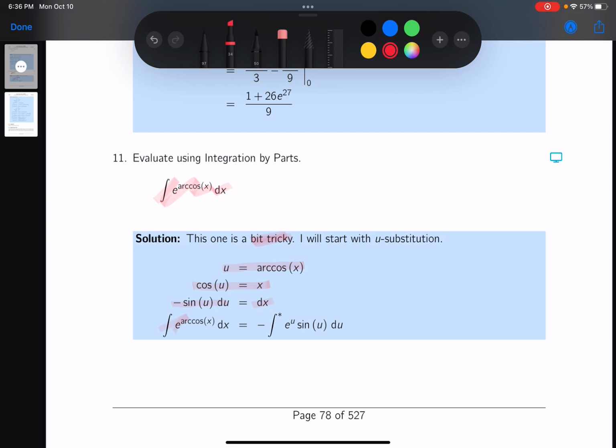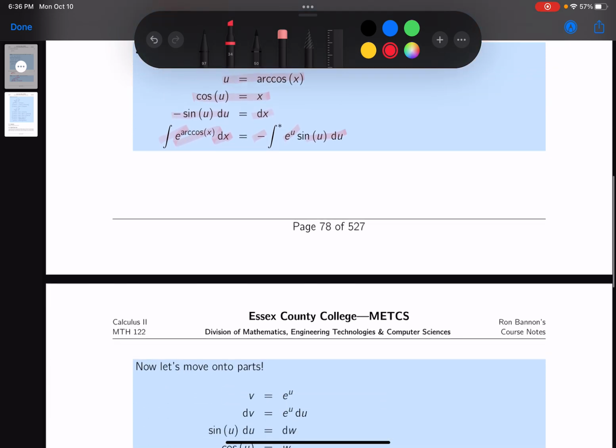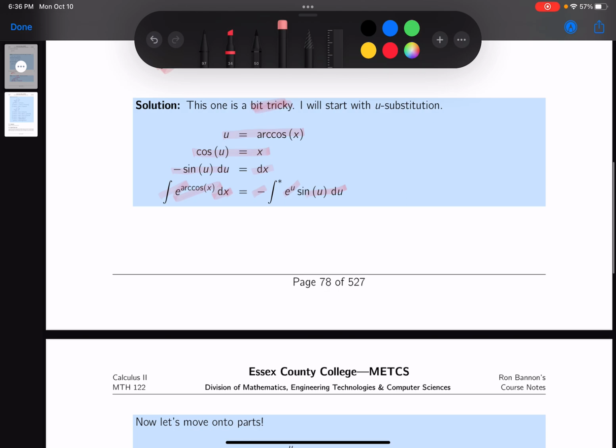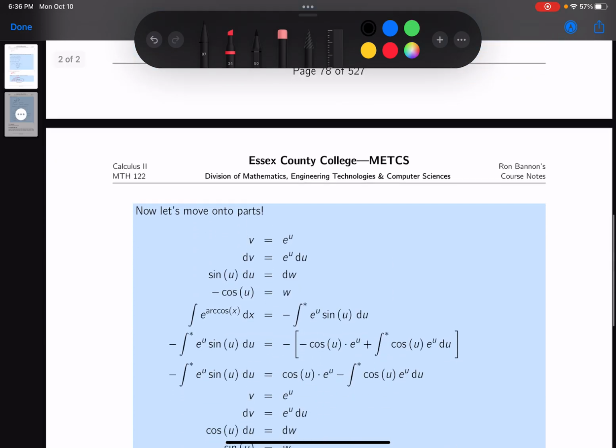I'll make my substitution, and what do I get? Well, let's see, I get e to the u, then I get minus sine u du, put the minus on the outside, all right? Then what I do is I do integration by parts on this thing over here. So I'm working on this one over here, all right? So what do I do? Well, let's write it down. So we're looking at minus e to the u times sine u du.